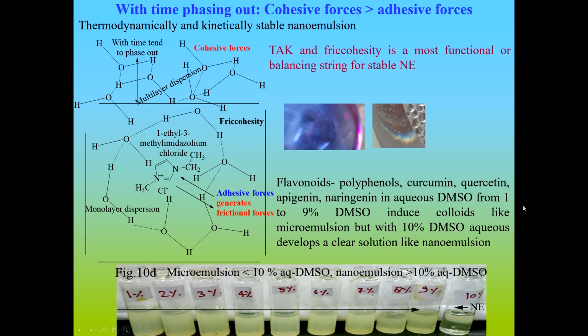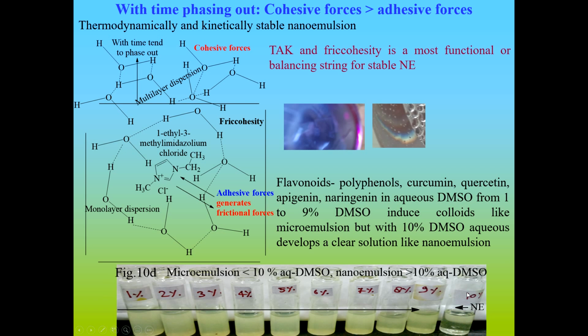This is one example, because many times flavonoids like polyphenols, curcumin, quercetin, apigenin, naringenin are not soluble in water. So we conducted this experiment. What we did, we tried to dissolve or disperse this in aqueous DMSO. So at 1%, see that emulsion, not a microemulsion, completely emulsion. 2% emulsion, 3% emulsion. Then after about 6-7%, this microemulsion started, or at 8-9% a perfect microemulsion.